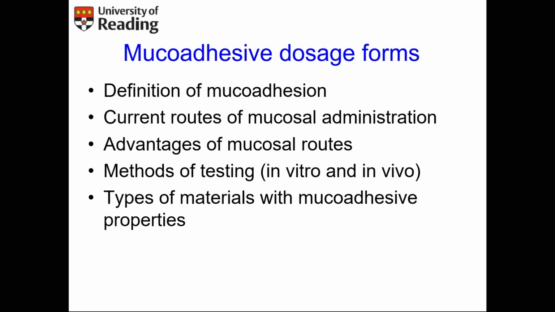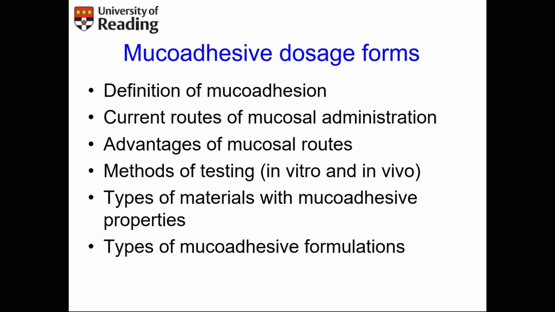Types of materials with mucoadhesive properties. The majority of mucoadhesive materials belong to polymers. There are some exceptions. Some non-polymeric materials also could exhibit mucoadhesion, but the majority of materials that are used in our current commercial products are of polymeric nature. So you need to know some types of these materials. Specifically, hydrophilic polymers tend to be mucoadhesive. If the polymers are hydrophilic or water-soluble, then they tend to be mucoadhesive. If the polymers are charged, for example, all polyelectrolytes tend to be more mucoadhesive than non-ionic polymers.